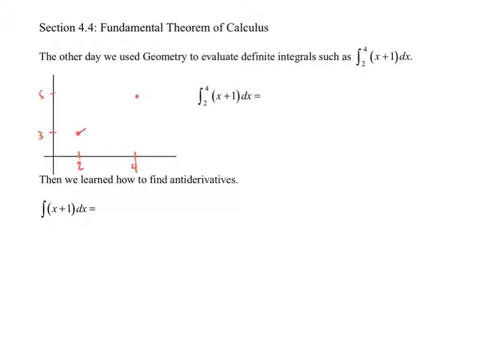Okay, and so in between, I know that this is going to be a linear function. And so what I'm finding is the area of this trapezoid. And I know that the area of a trapezoid is 1/2 the y1 plus the y2, so that would be my 3 plus my 5, multiplied by delta x, which is going to be 2, and this gives me a total of 8. So geometry will allow me to find the value of this definite integral.